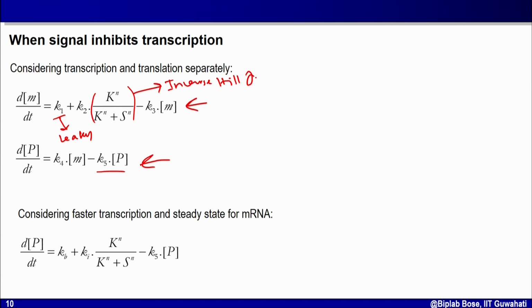So I can consider dm/dt is equal to 0, and I can replace the steady state value of m with an algebraic relation from the first ODE and put that in the second one. As I did in the last slide, I get dP/dt, the rate of change in protein concentration, equal to Kb, the basal rate of production, plus Ki into the inverse Hill function or negative Hill function in this case, minus K5 into P.